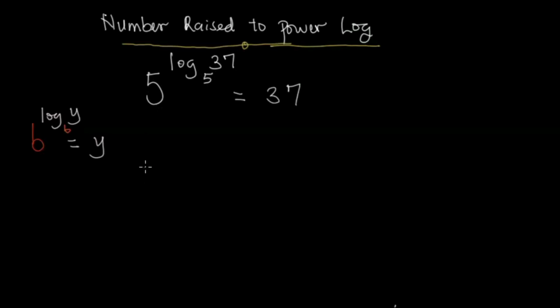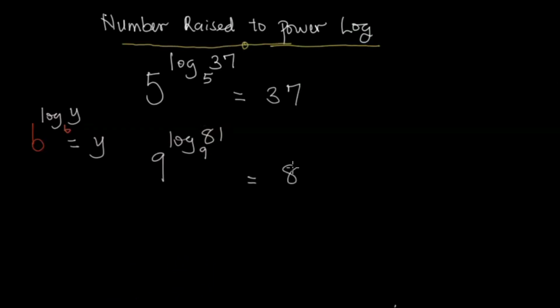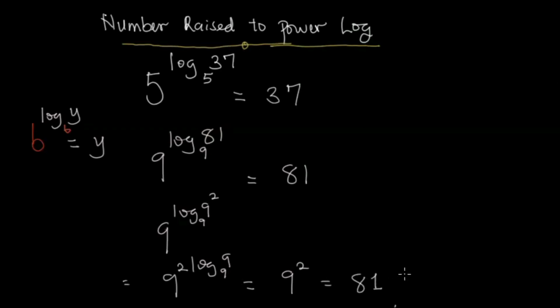To prove that this works, if we have a question like say 9 to the power of log 81 base 9, from here we know our answer is what? 81. But if we want to solve this question, we can say 9 to the power of log 9 squared base 9, and this is equal to 9 to the power of 2 log 9 base 9. Alright, and this is equal to 9 to the power of 2, because log 9 base 9 is 1, and this is what? 81. Very simple.